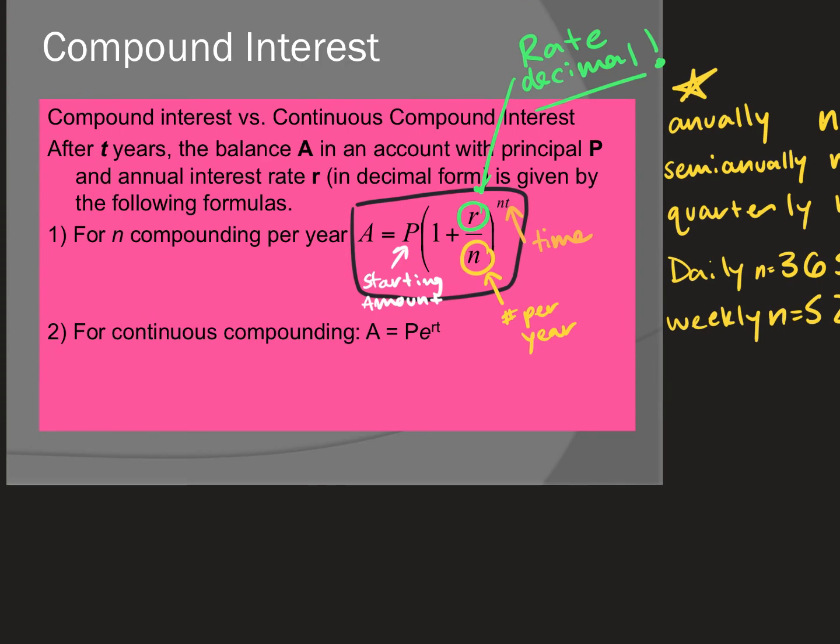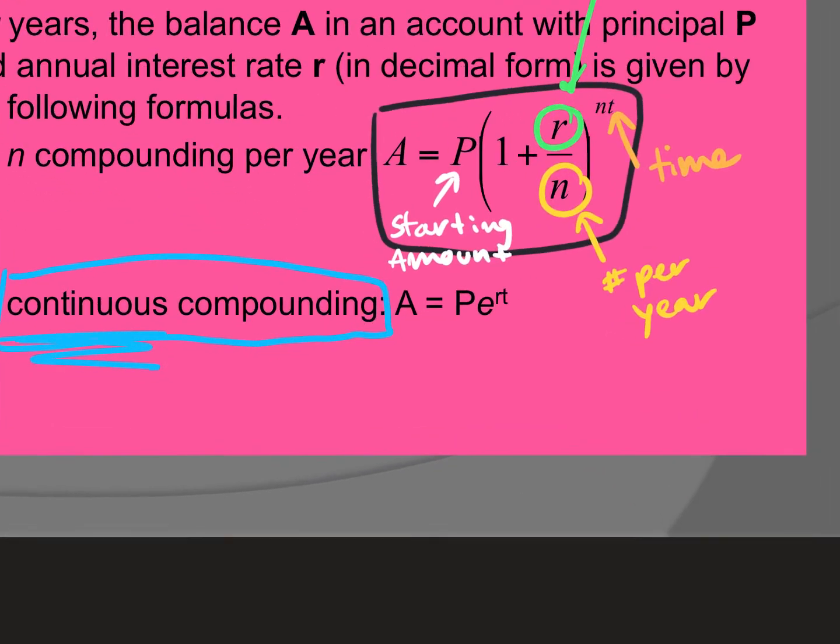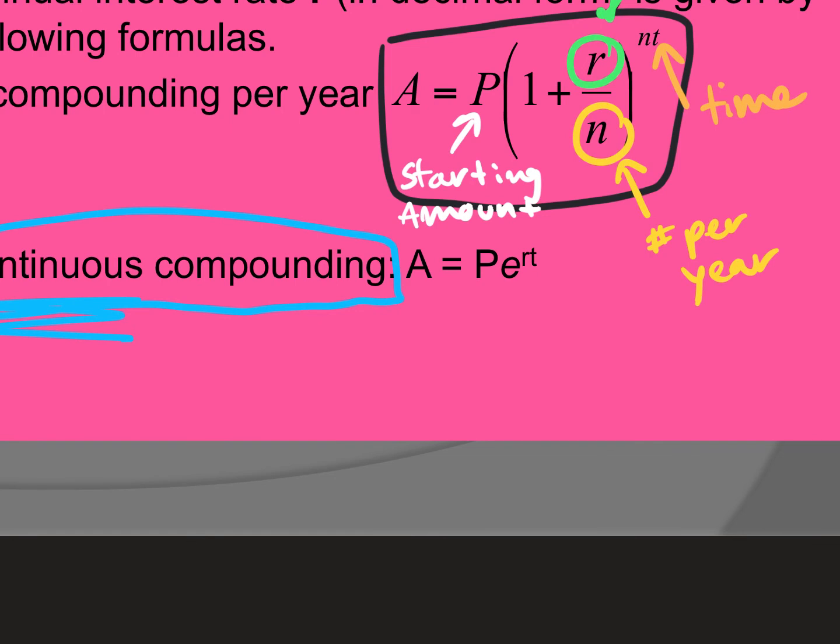All right, the second formula is whenever it says compounded continuously. That word continuously will be in the question. If it says compounded continuously, you're using this formula, which is A = PERT. So A is the amount. P is the starting amount, what you start with. What do you think E is? E is the natural base. So E is just the button in the calculator. You're not going to plug in anything for E. It's just the button in the calculator we use.